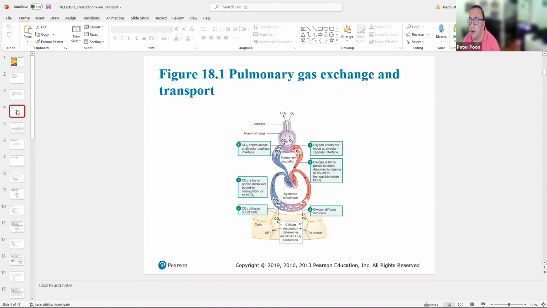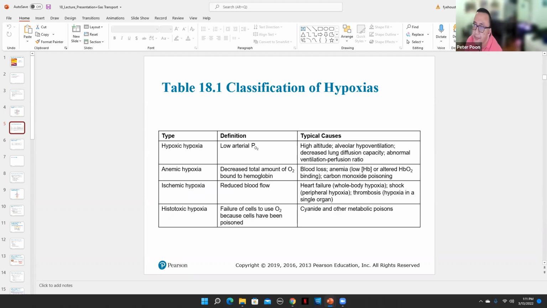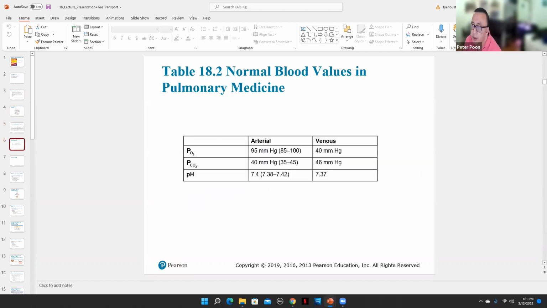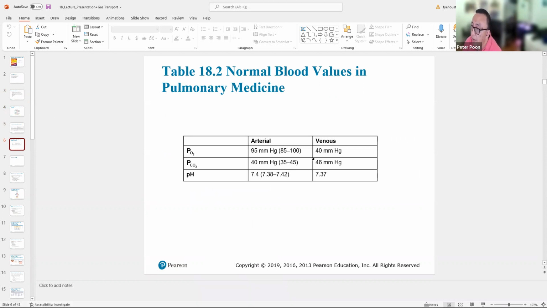So this you should already know. These definitions you should definitely know, so make sure you know these definitions. You don't need to know these numbers exactly, but you should know roughly what they are, especially the pH.